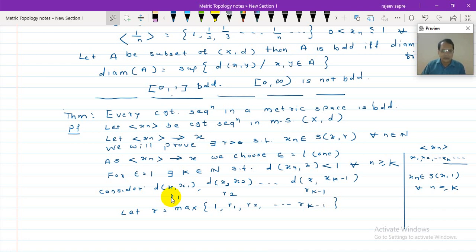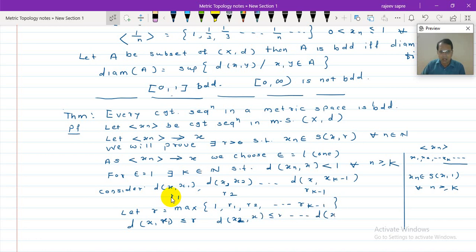Right? Then what will happen? Then what we can say here is that d(x1, x) will be less than or equal to r. Then d(x2, x)... sorry, something is wrong here. d(x, x1) is less than or equal to r, or here we can say d(x2, x) is less than or equal to r, etc.